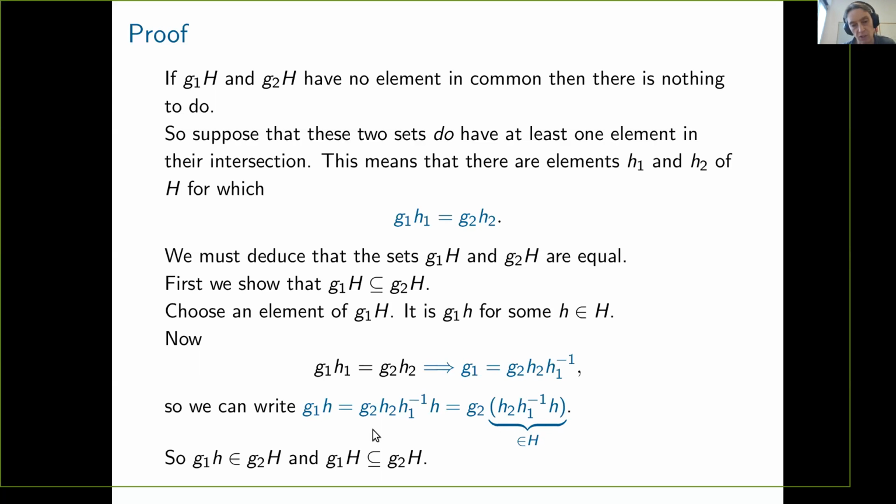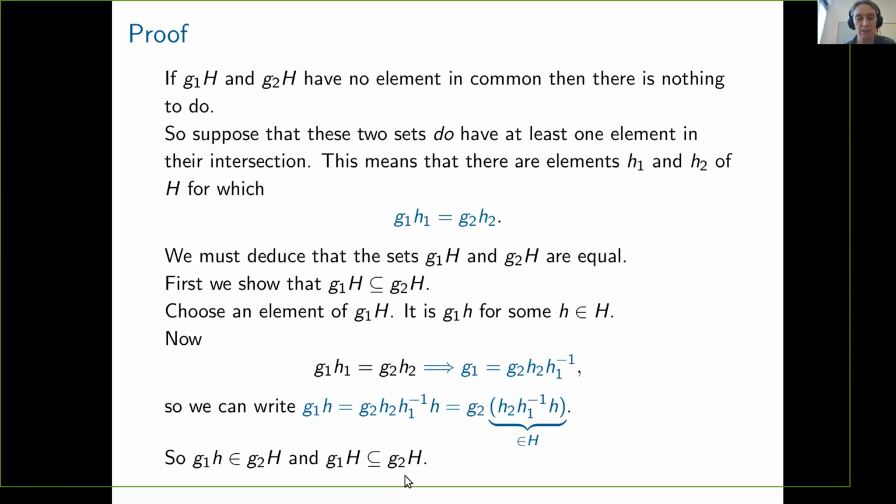So what we're saying here is that g1h, this typical element of the coset g1H, also has the form g2 multiplied by something that's in H. And that's what it means for this element to be in the left coset of H determined by g2. So what we've shown is that every element of g1H also belongs to g2H, so that g1H is a subset of g2H. There's quite a lot going on there, and it's making full use of the fact that H is a subgroup of G, and also of the definitions of the cosets of H determined by g1 and g2.